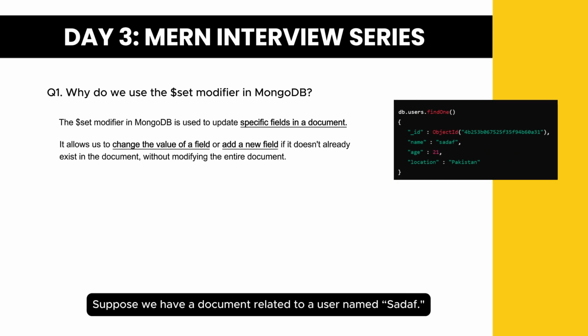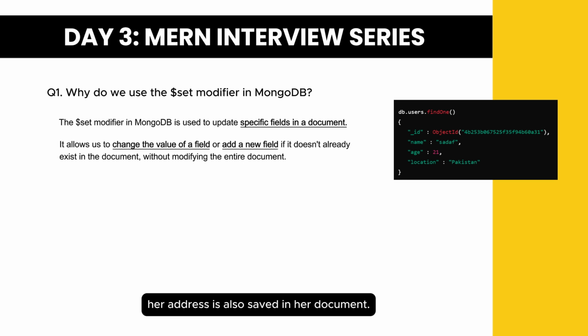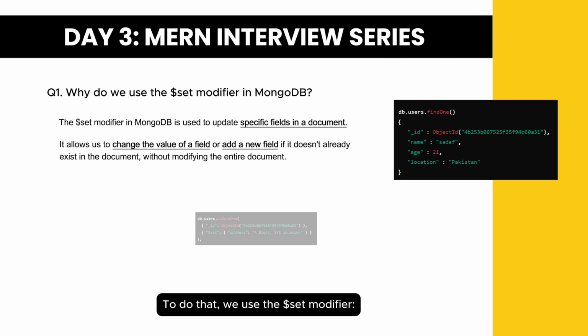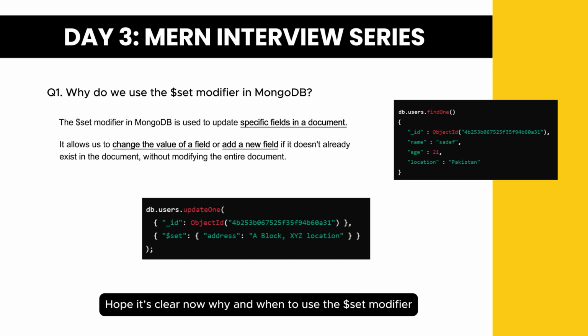Suppose we have a document related to a user named Sadaf. I want to ensure that when Sadaf logs into Jaza's website and enters a shipping address for her online order, her address is also saved in her document. Here's what her document might look like initially. Now when Sadaf orders something and enters her shipping address, we want to update her document with this new information. To do that, we use the set modifier. Hope it's clear now why and when to use the set modifier.